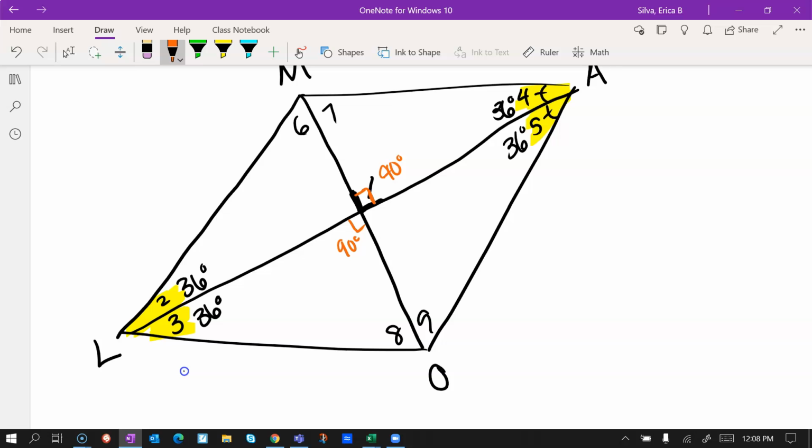What do we know about the angles inside a triangle that's formed? How many degrees is a triangle? 180. So if you look, there's 4 triangles in here. Do you guys see them? And each one of the 4 triangles has 2 measurements that we can use. So what can we do to find angles 6, 7, 8, and 9?